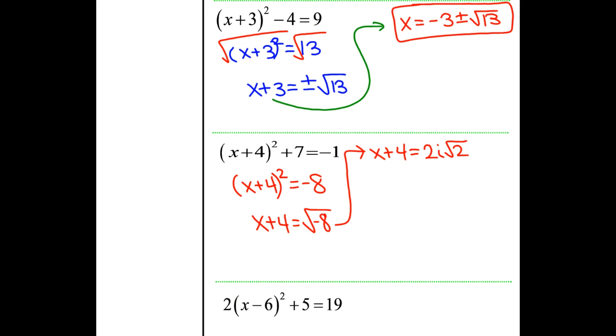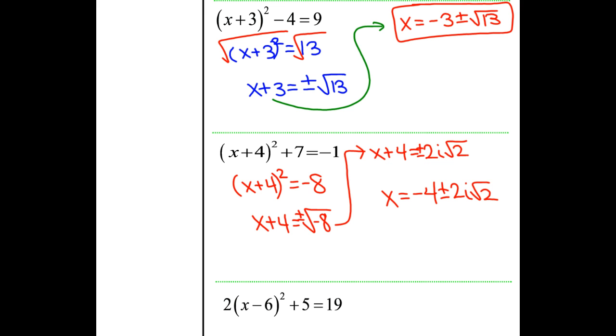Again, we need to subtract the 4, so it's really x equals negative 4 plus or minus 2i square root of 2. And I did it again. I forgot my plus or minus here, and I forgot my plus or minus the square root of negative 8 there. Don't forget your plus or minus, because you really have two answers there. You have two solutions that will work.